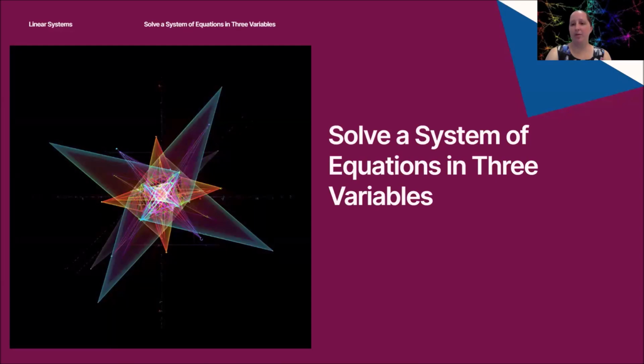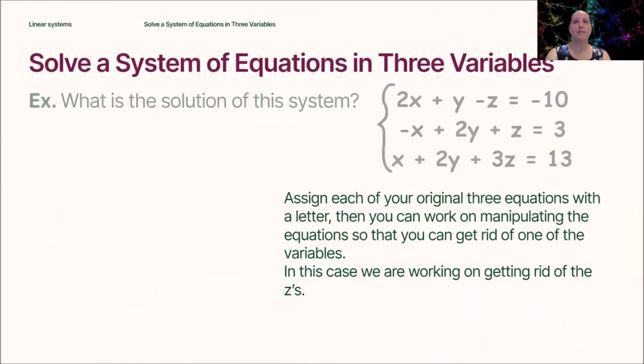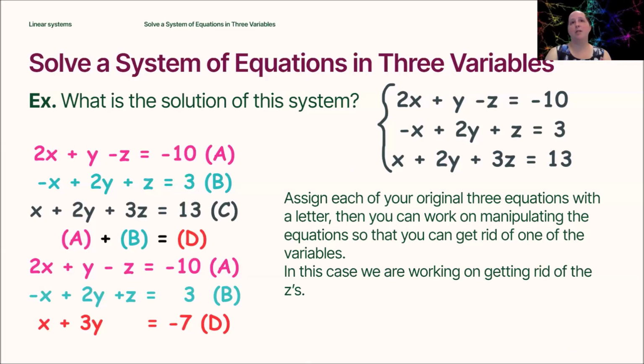Solve a system of equations in 3 variables. So what is the solution of this system? 2x plus y minus z equals negative 10, negative x plus 2y plus z equals 3, and x plus 2y plus 3z equals 13. I want to assign each of my original 3 equations a letter.